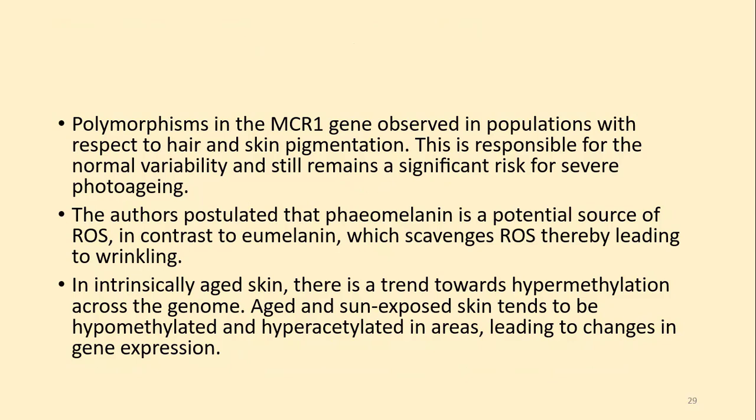Polymorphism in the MC1R gene is observed in the population with respect to hair and skin pigmentation. This is responsible for normal variability, but still remains a significant risk for severe photoaging. The authors postulated that pheomelanin is a potential source of reactive oxygen species, in contrast to eumelanin, which scavenges the ROS, thereby leading to wrinkling. In intrinsically aged skin, there is a trend towards hypermethylation across the genome. Aged and sun-exposed skin tends to be hypomethylated and hyperacetylated, leading to changes in gene expression.